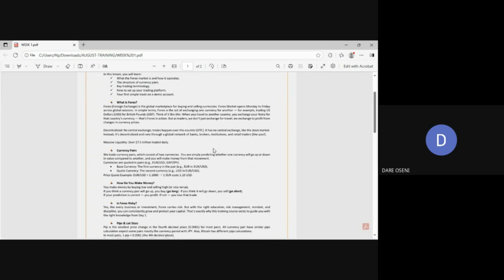Okay. For example, they say that GBPJPY is 2.35. So it means that to get 1 Great Britain pound, you must bring 2.35 Japanese yen. Do you understand?